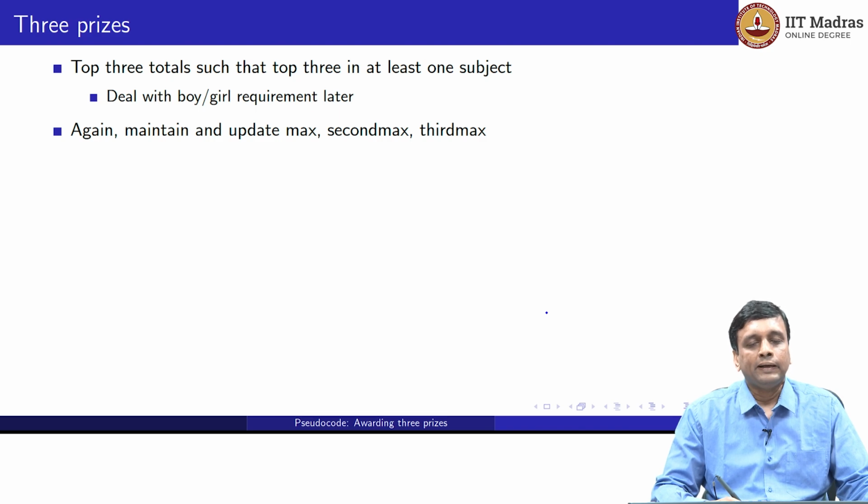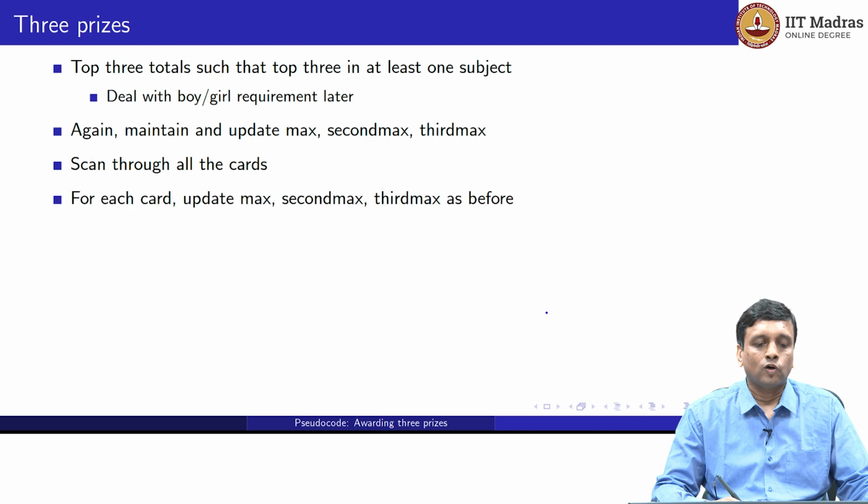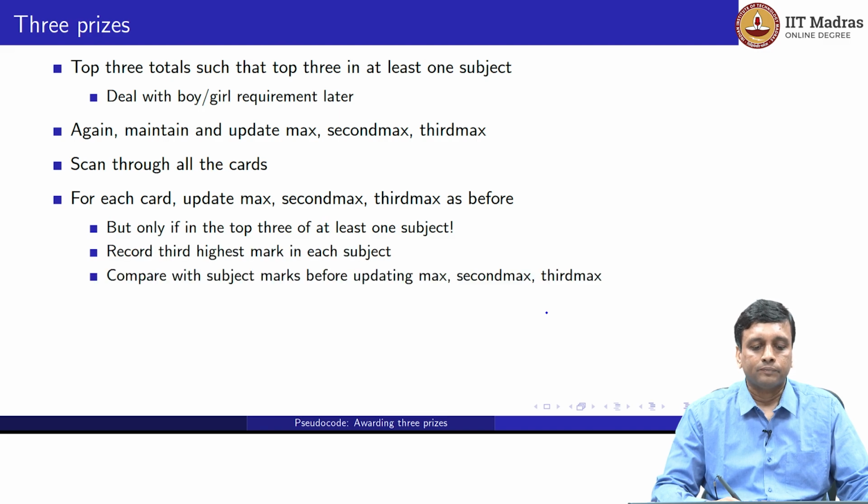So once again we will maintain max, second max and third max, and scan through all the cards, and for each card we will update this max, second max and third max, provided that particular card is a subject topper. If it is not a subject topper, even if it has a total which is high, we will ignore it. So in order to compute this subject topper criterion, we need to first find out the subject toppers and save them, because we don't want each time to go through and find the top 3 marks in each subject for each card that we look at.